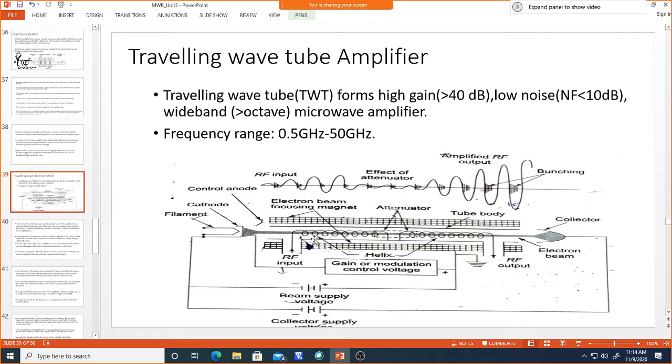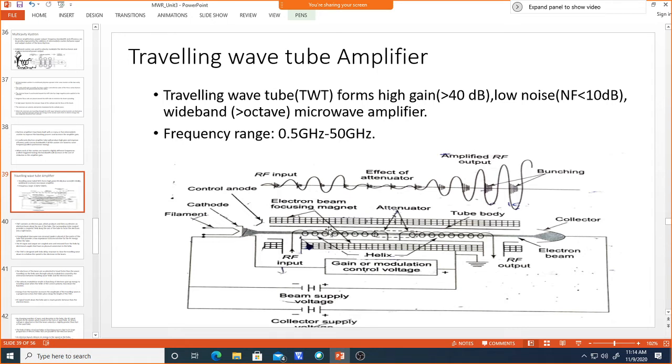Since the wave is slow, the electrons will transfer their kinetic energy to this slow wave helix structure. When the energy is transferred from the electrons, the wave gets amplified and gives the RF output. So this is how the amplification happens through this slow wave helix structure.